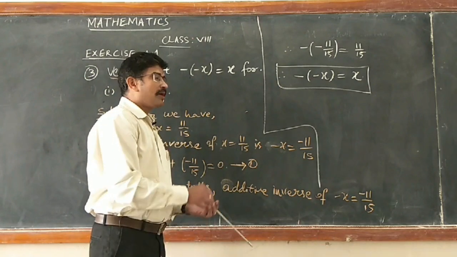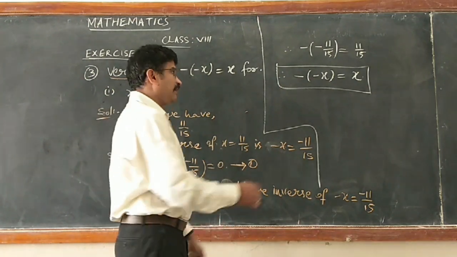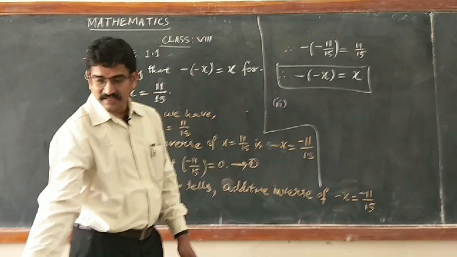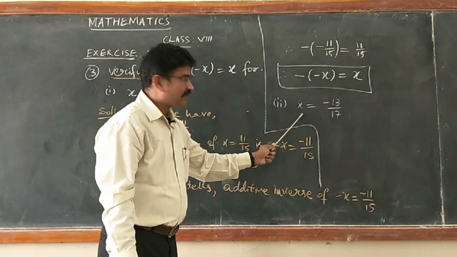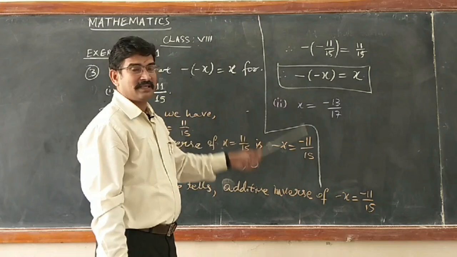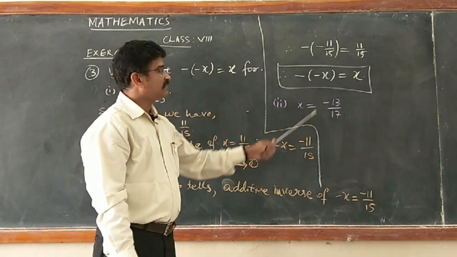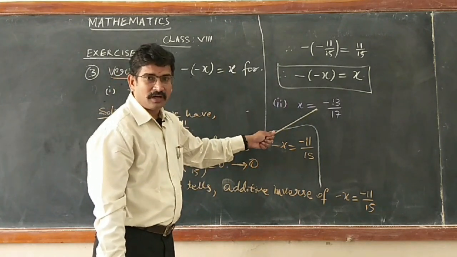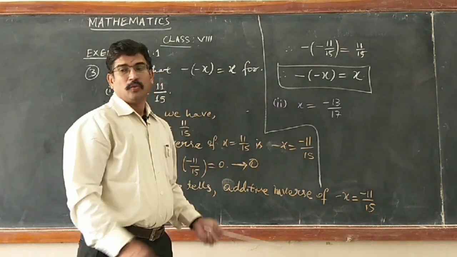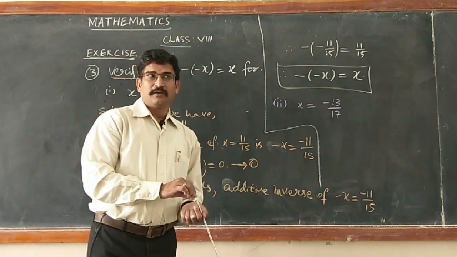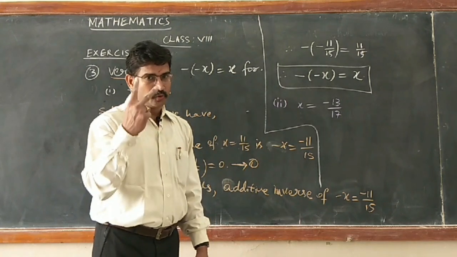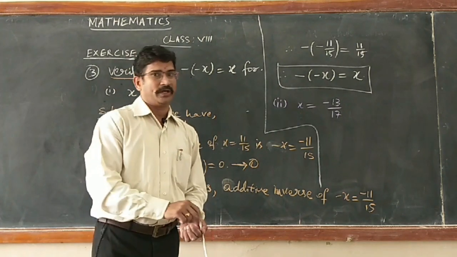Okay, so you are asked to prove similarly for the second question. You do it on your own. The second question is, similarly you do it for this question, verifying minus of minus x equal to x. Okay, that is homework for you. Do it in your exercise copy properly. Now we are left with the fourth question, finding multiplicative inverse. I will show you. There are also two questions. Rest of the questions you have to do.